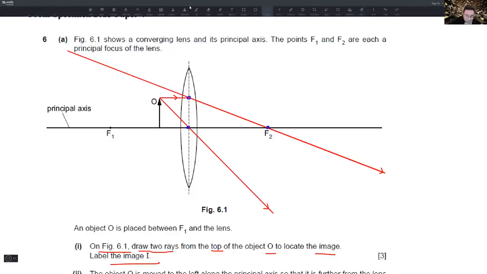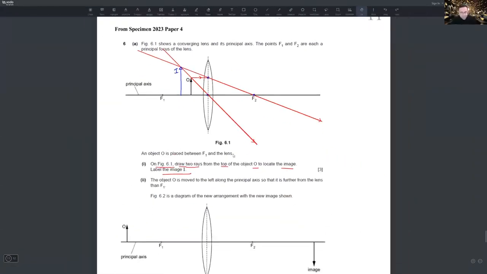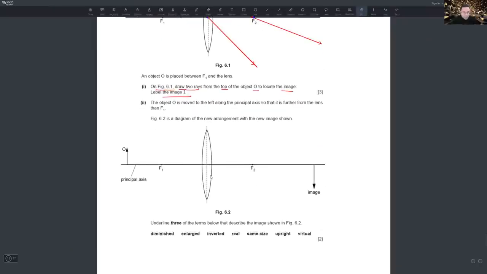And then I'll extend this ray with my ruler backwards at exactly the same angle. What did they make? Intersection right here. This is your image. Label it I. That was AI. Now, double I.